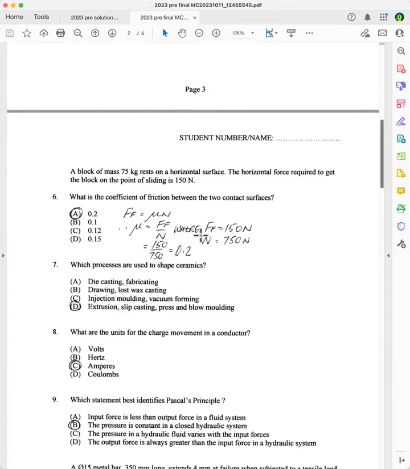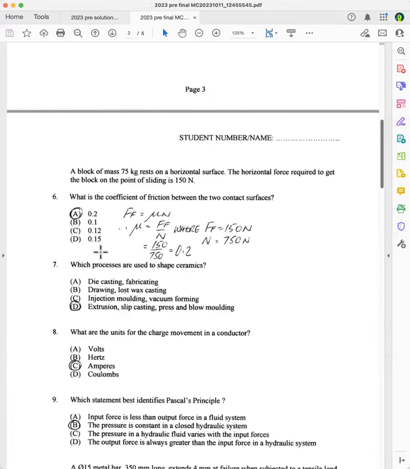I always ask you to write down the data here, make sure you use the same units or the correct units here. And so it's 150 over 750, so it's 0.2, and it's a ratio because the newtons cancel out. So choice A is the correct answer for question 6.